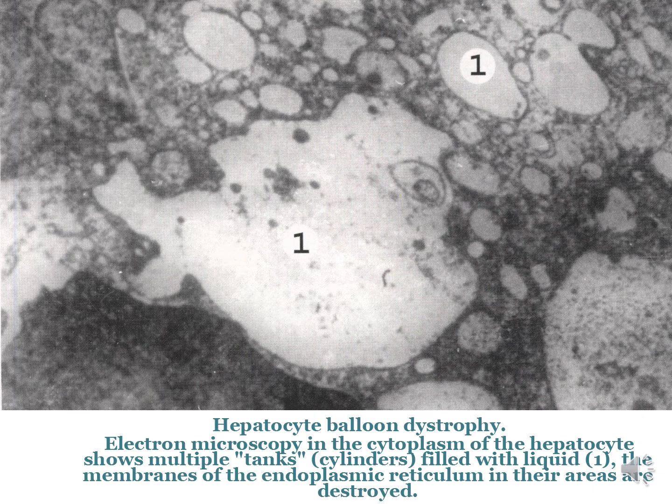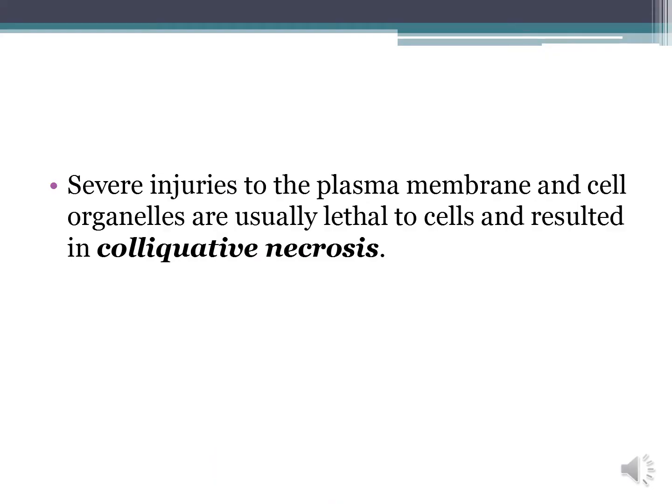Here we see the electron microscopy of the cytoplasm of hepatocytes with severe dystrophy, hydropic dystrophy, in a way of balloon, so-called balloon dystrophy. So we see multiple tanks or cylinders filled with liquid. The membranes of the endoplasmic reticulum in their areas are destroyed. Severe injuries to the plasma membrane and cell organelles are usually lethal to cells and result in colliquative necrosis.